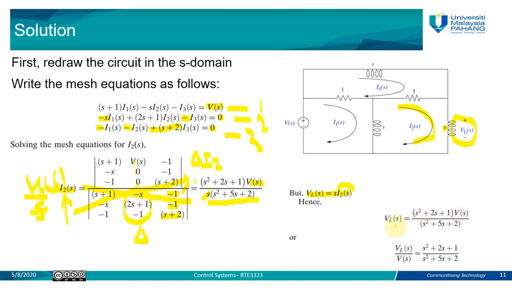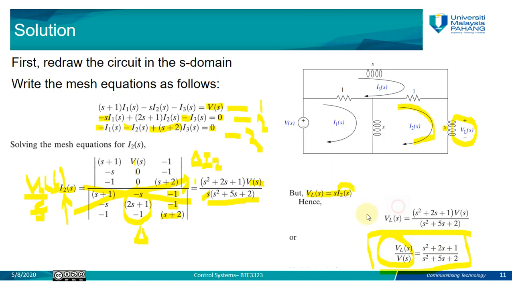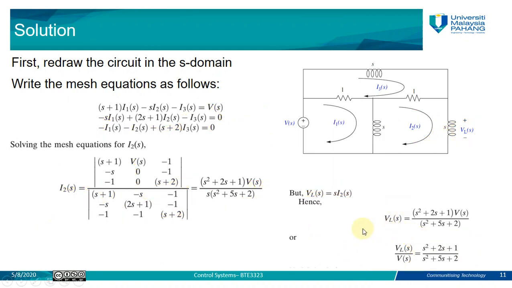Now the transfer function is equal to VLS over Vs, based on the question, which said the transfer function relates the output voltage of the inductor and the input voltage. So VLS over Vs is equal to s square plus 2s plus 1 over s square plus 5s plus 2, and this is the transfer function. So we can see how we find the transfer function of an electric circuit consisting of three meshes using the transform method.